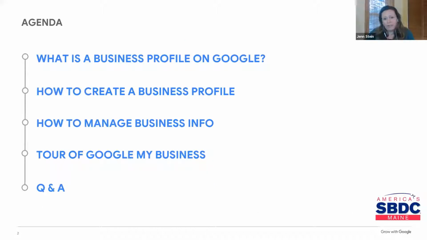So first of all, what is a business profile on Google? A business profile is how people find you, whether they're in search or Google Maps. By setting up your own business profile, you then have control over the information that you send. So we'll go through all of that: how to create a business profile, how to manage business info. We'll take a tour of Google My Business, and then we'll go to Q&A.